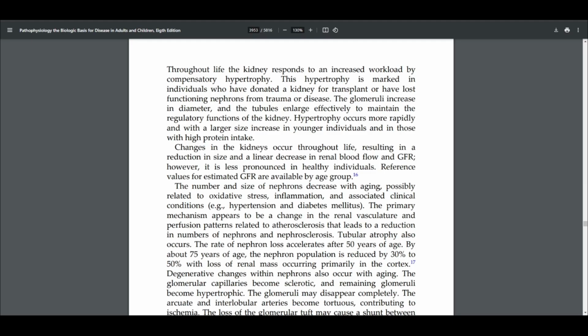Hypertrophy occurs more rapidly and with a larger size increase in younger individuals and in those with high protein intake. Changes in the kidneys occur throughout life, resulting in a reduction in size and linear decrease in renal blood flow and GFR. However, it is less pronounced in healthy individuals. Reference values for estimated GFR are available by age group.